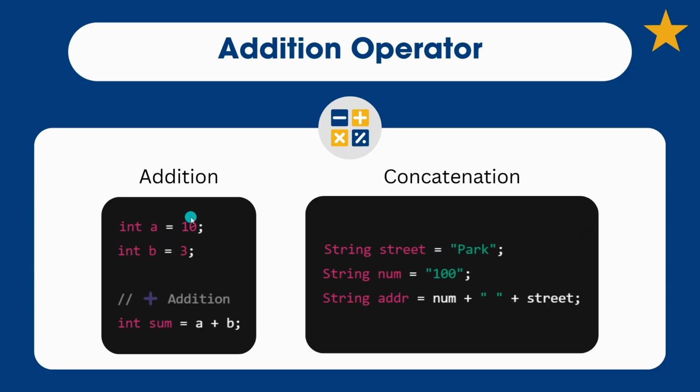So those are the two use cases for the addition operator, adding, of course, and then also concatenating strings. So addition, of course, is for numbers. You could use it for doubles as well, floats, any number type that addition operator should work.